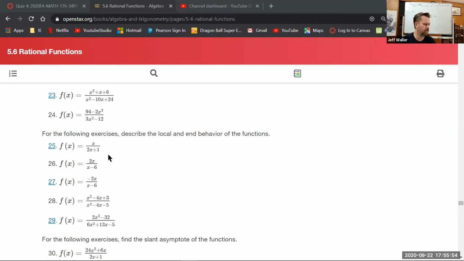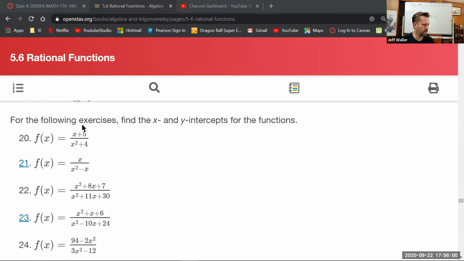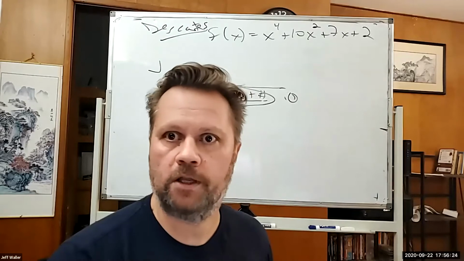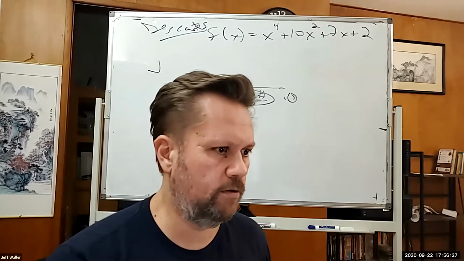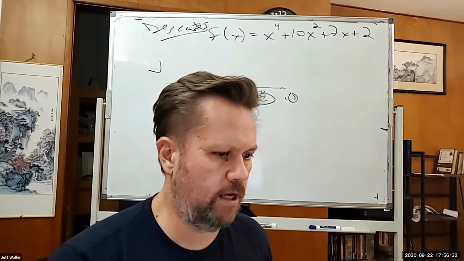So let's do this. What would the horizontal asymptote be for number 20? It would be 0. Yeah, 20 would be y equals 0, correct? I've got the book on the wrong screen, so give me a second. Hold on. Share that again. Okay.